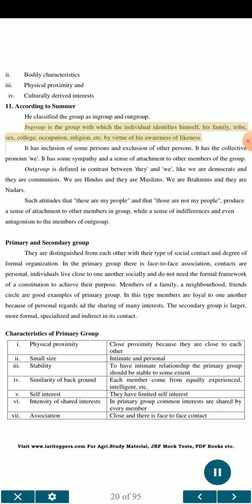This is by virtue of his awareness of likeness. It has inclusion of some persons and exclusion of other persons. It has the collective pronoun "we". It has some sympathy and a sense of attachment to other members of the group.